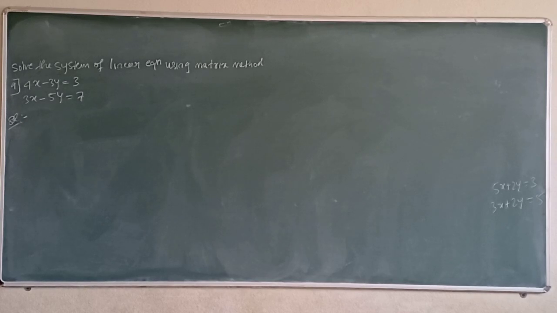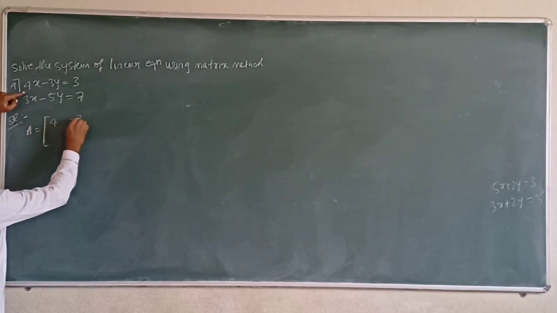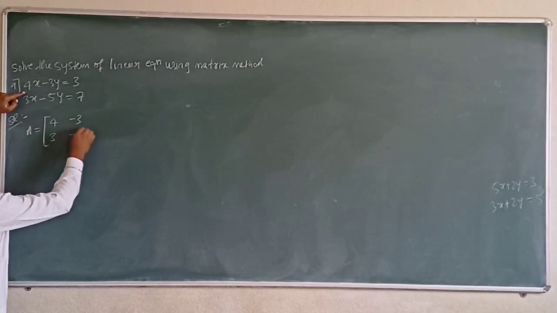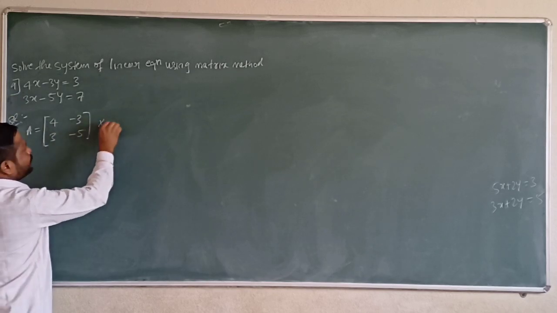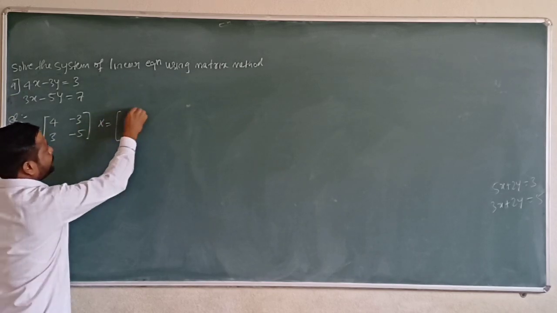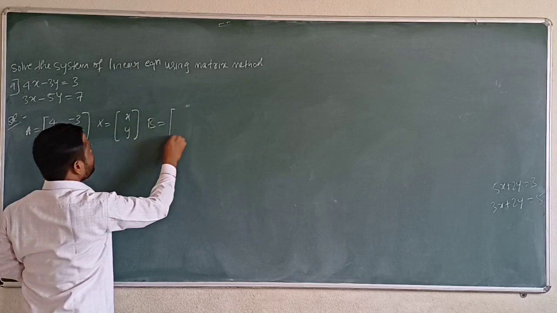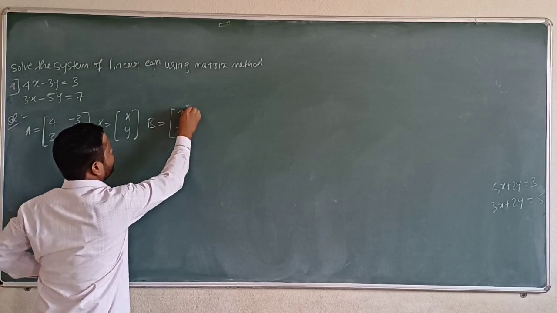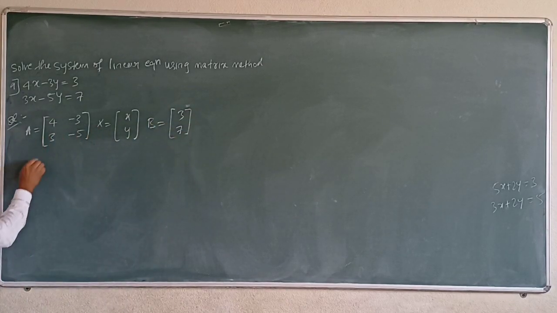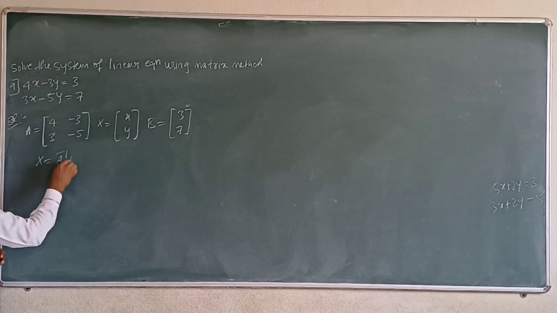Right. Take question number 9. 4x minus 3y is equal to 3, and 3x minus 5y is equal to 7. Take A is equal to 4, minus 3, 3 and minus 5. X is nothing but the variables, that is x and y. B is equal to the constants here, 3 and 7. We know that X is equal to A inverse into B.